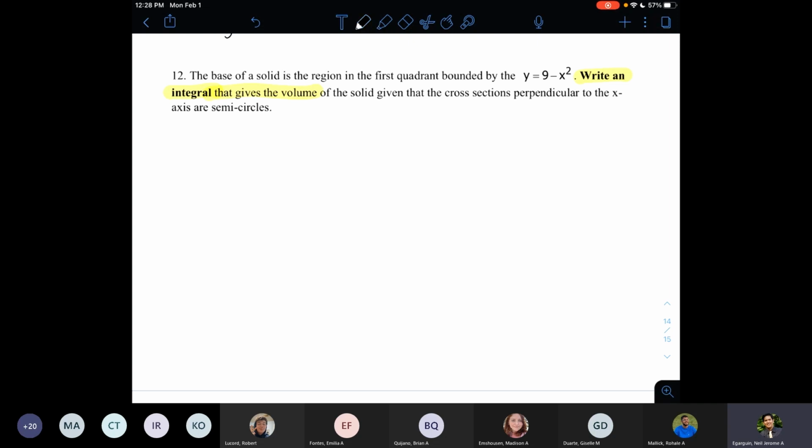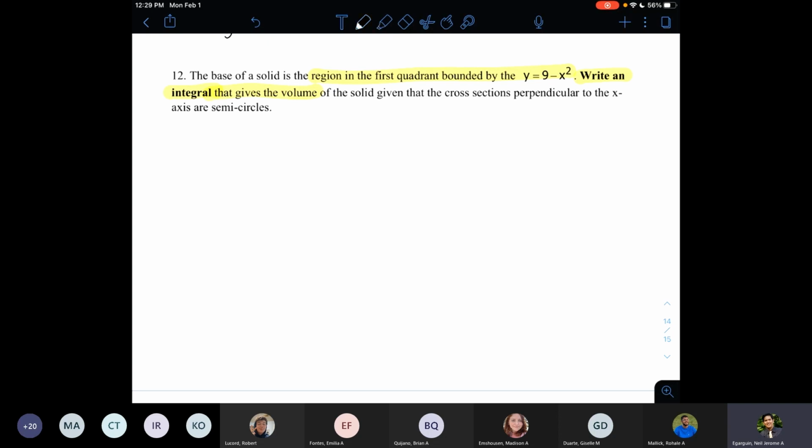Now, what is the base here? The base is the region bounded by this curve. Faiza is asking a question: will the problem always indicate what shape the cross sections are? Yes. The problem should tell you how the cross sections look. It should give you the position relative to the x or the y axis, and it should also tell you the shape. Usually for Cal 2, we only deal with squares, semicircles, and I guess sometimes equilateral triangles. So those are usually the three basic shapes that you need to remember.